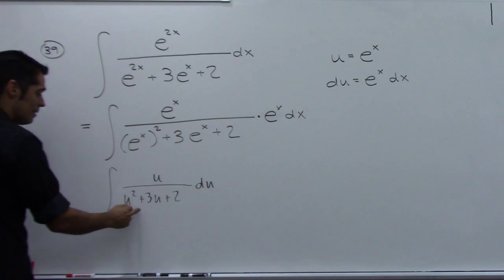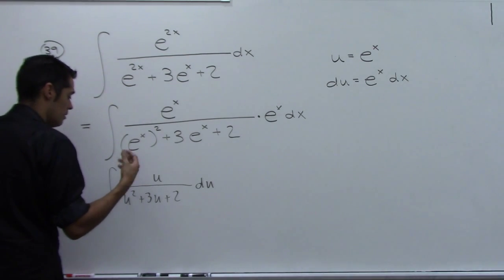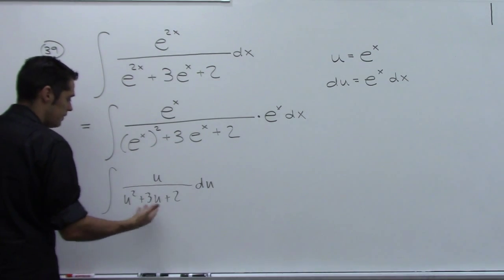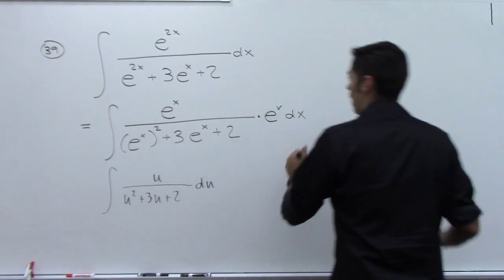So I have a quadratic, which is underneath a linear expression. So I ask myself, is that reducible or not? Does it factor? It does factor. Since it factors, I'm going to use partial fractions. So I'm going to go ahead and factor the denominator.